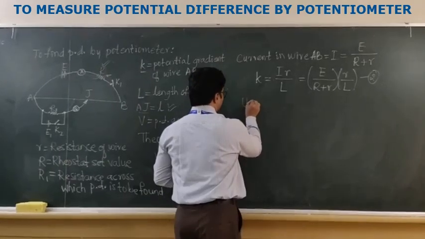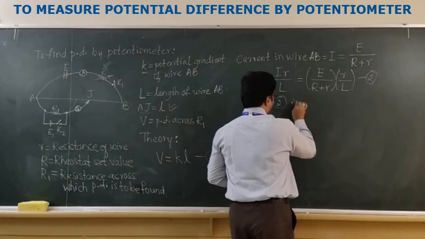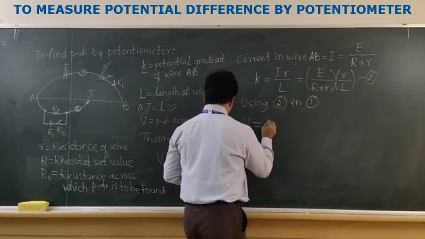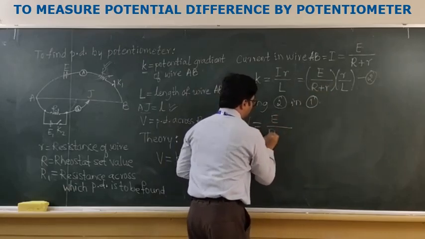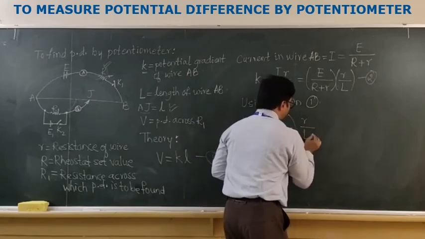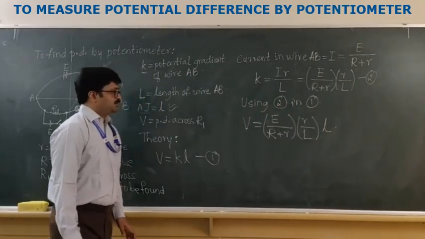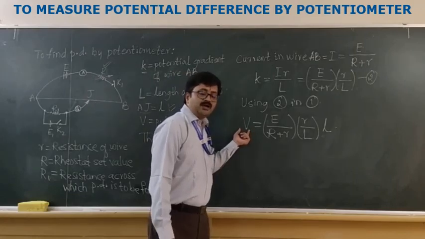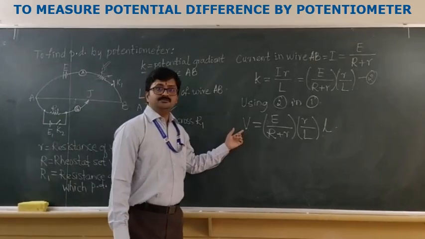So using equation 2 in equation 1, I will get V is equal to K l. K is nothing but E divided by R plus small r into small r divided by capital L, into l. So very easily you can see that potential difference across resistance R1 has been found.